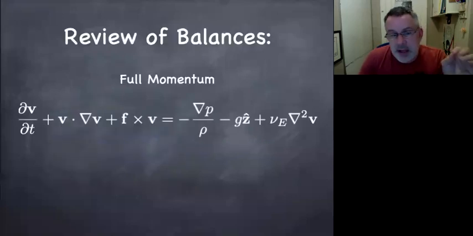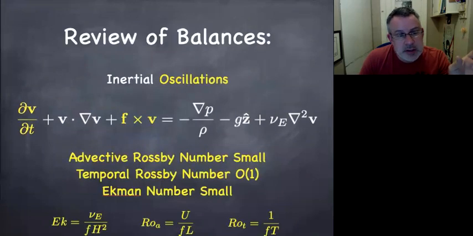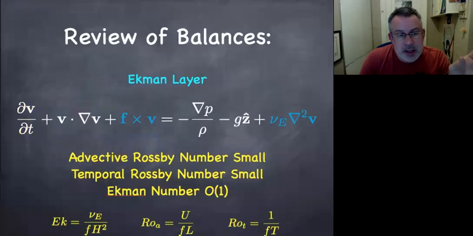Okay, review of balances. Here's the full momentum equation. We talked about superposition last time. The superposition allows us to individually think of different dominant balances that might be made by a pair or three of these terms in this equation at a time. So here's the inertial oscillation contribution, and that comes from having a small advective Rossby number, small Ekman number, but an order 1 temporal Rossby number. The Ekman layer is when we have an order 1 Ekman number, and then we have the other components small.